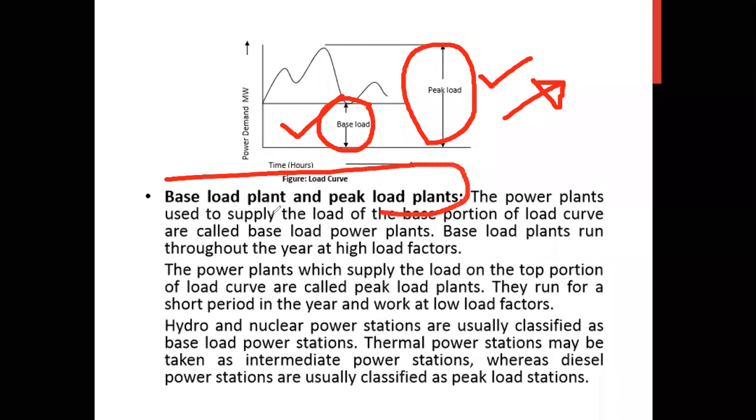When the load demand is high, we use peak load power plants. When the load demand is normal, the peak load power plants are off, and only the base load power plants work.